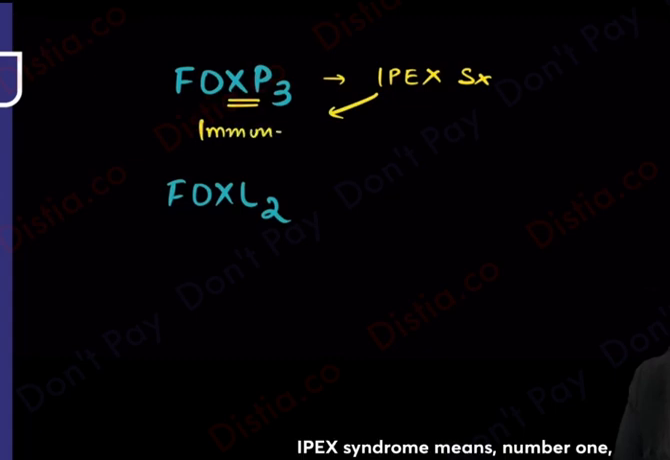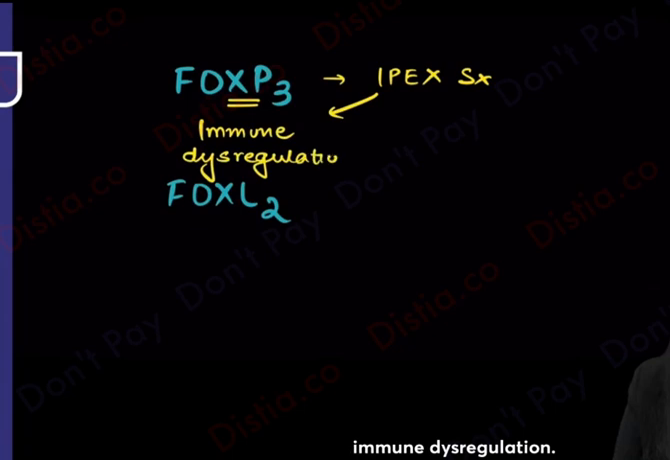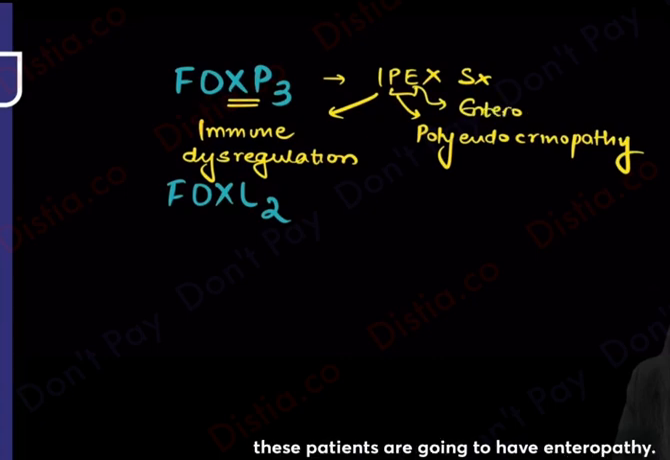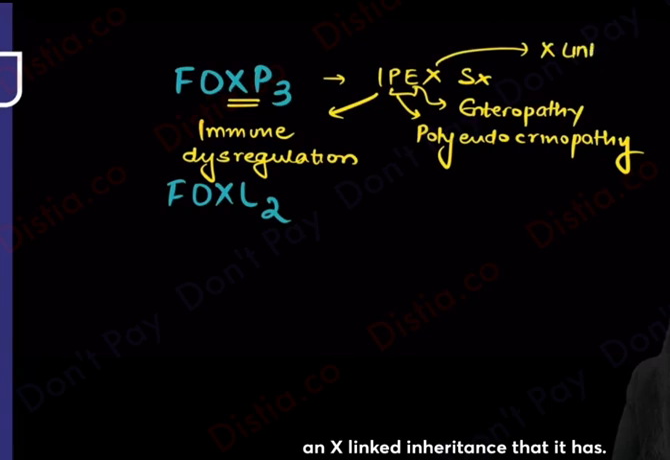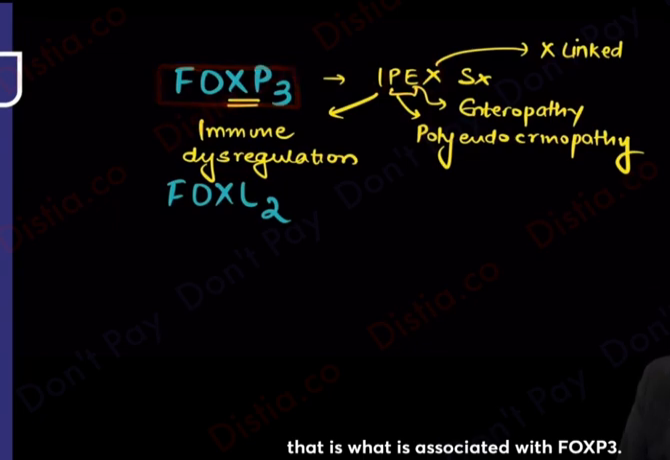IPEX syndrome means, number one, there is going to be a problem in the immunity, immune dysregulation. Next, of course, all these immune disorders are associated with endocrinopathy. So polyendocrinopathy will happen. Also, taking the E separately, these patients are going to have enteropathy. And finally, there is going to be an X-linked inheritance that it has. Let's do a recap. We have immune dysregulation, polyendocrinopathy, enteropathy, and X-linked disorder that we have. That is what is associated with FOXP3.